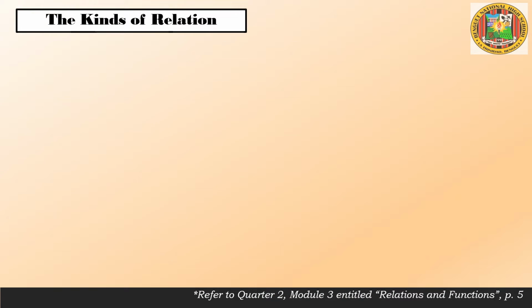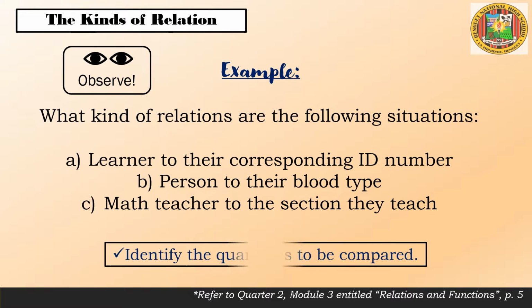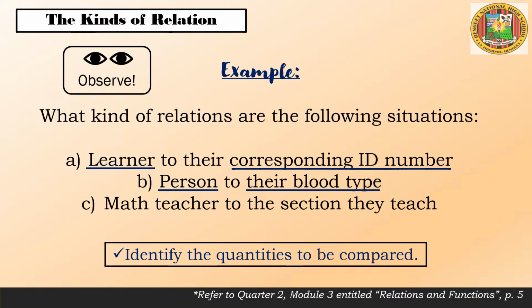Refer to your Quarter 2, Module 3 entitled Relation and Function for this example. Let us differentiate relations through these three situations. Observe the quantities that are being compared in each situation. In the first situation, we have learner and the ID number. In the second, we have the person and the blood type. And third, we have the math teacher to the section they teach.